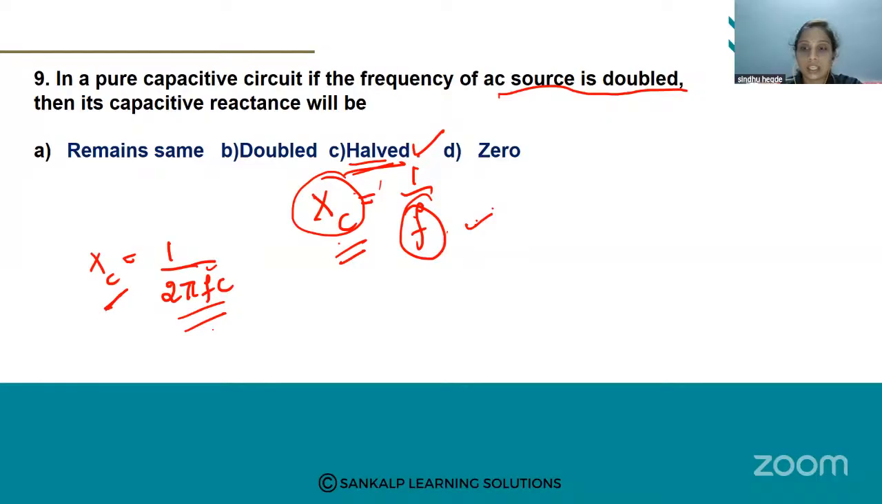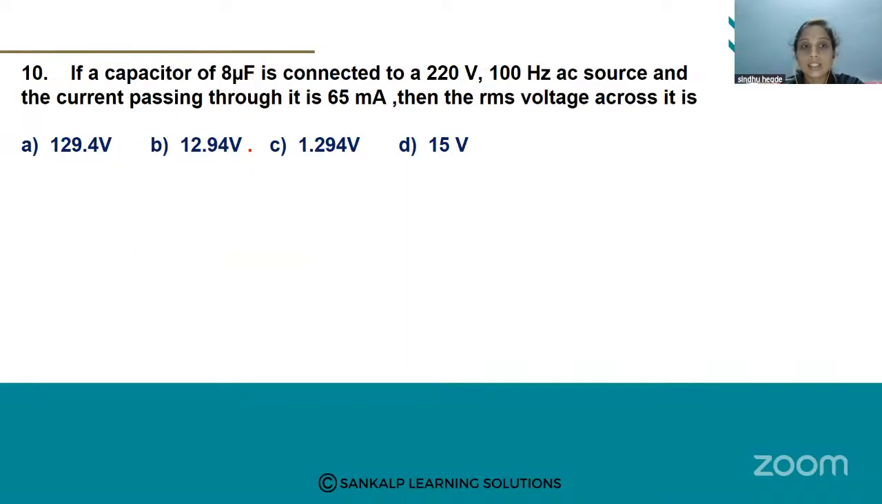Okay. See, let me see next one. A capacitor of 8 microfarad is connected to a 220 volt 100 hertz AC source, and the current passing through it is 65 milliampere. Then the RMS voltage across it is. What is the RMS voltage across it? Okay. Here they give, if a capacitor of 8 microfarad. Okay, this is your capacitor value, that is 8 microfarad. Okay, then is connected to 220 volt.